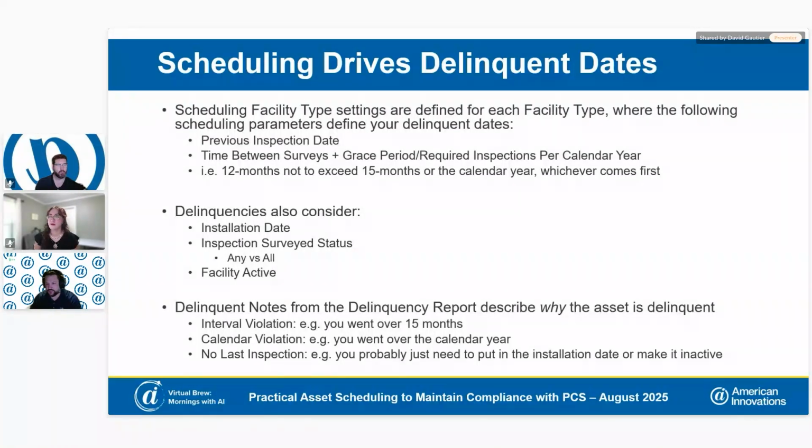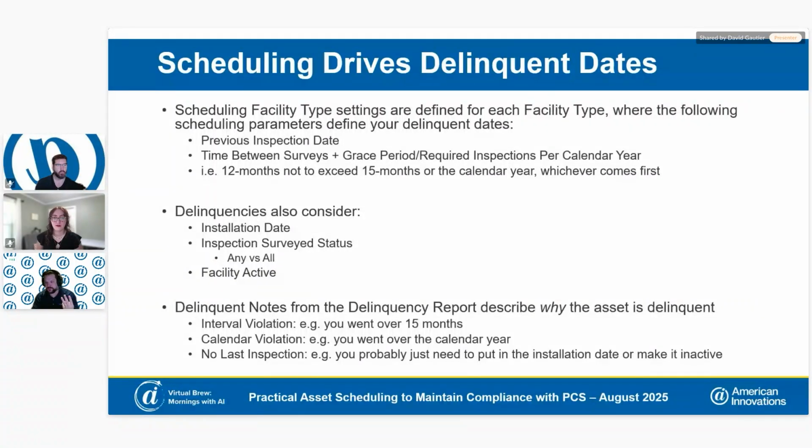The last thing is facility active. Pretty straightforward. You only want to be measuring currently active facilities against delinquencies. You don't want to show a report looking like you missed a bunch of inspections when in actuality you've abandoned some sites, right? So make sure that you're updating your facility active. All of these settings, right? The schedule settings, installation date, inspection date, surveyed status, facility active are used to determine your delinquent status. And that manifests itself in a field called delinquent notes from the delinquency report.